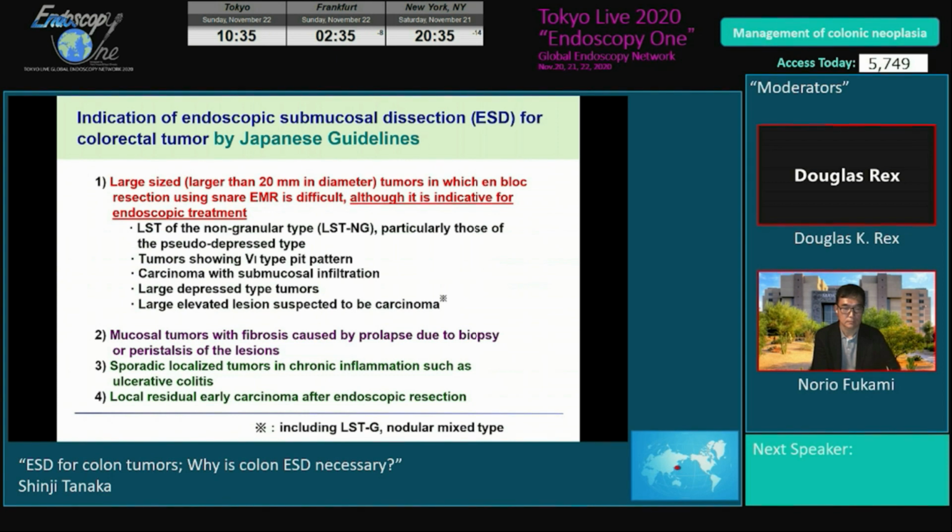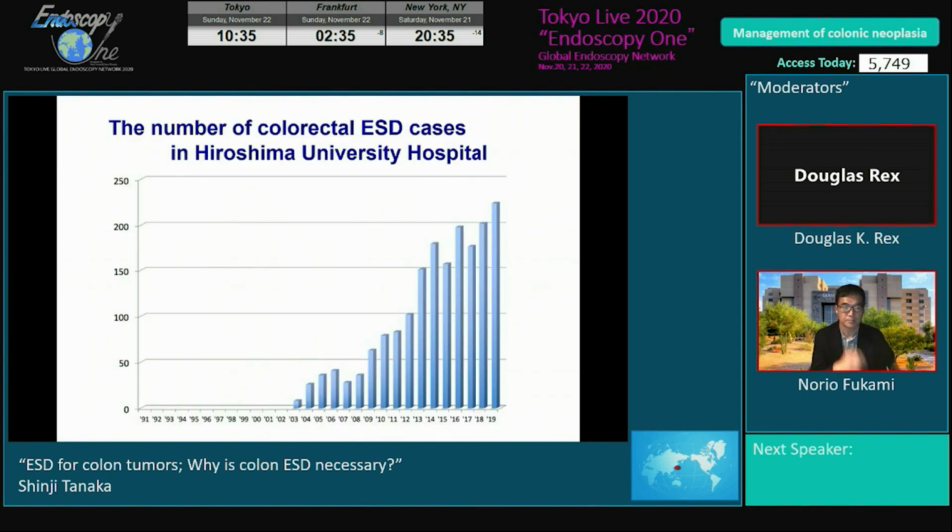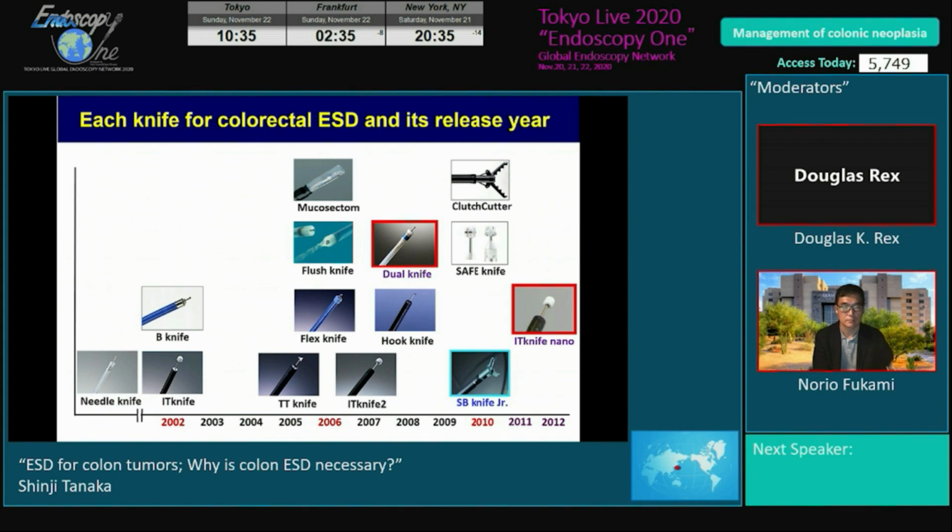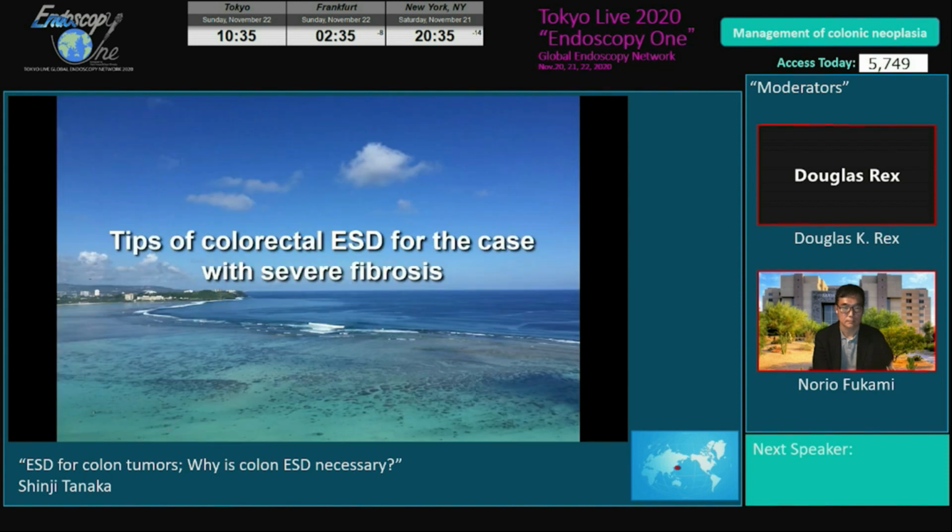information. As shown in this slide, the number of colorectal ESD cases in Hiroshima University is increasing every year. There are many various colorectal ESD knives. Of them, my favorite knife is the dual knife and IT knife nano. From now, I will talk about tips of colorectal ESD for the case with severe fibrosis.